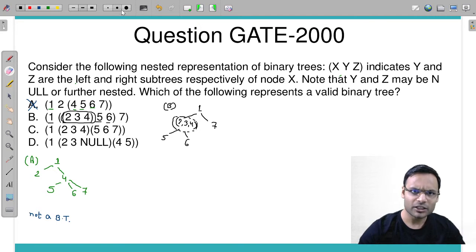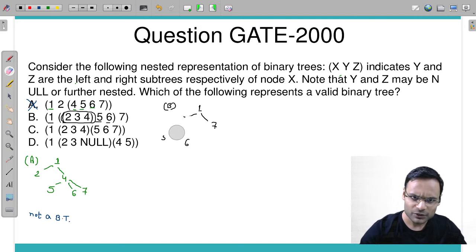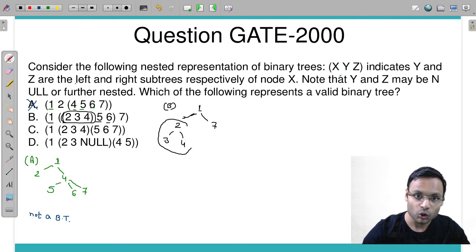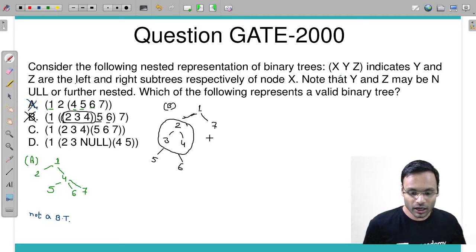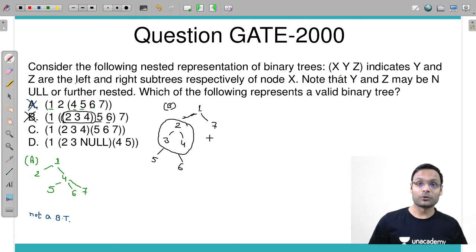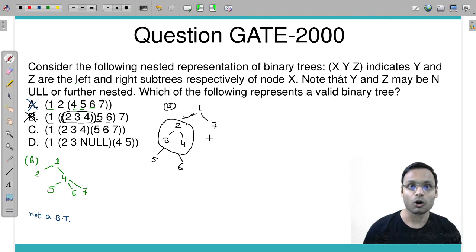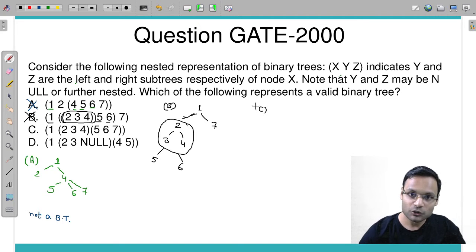Okay, let me expand this 2, 3, 4 also for you. For 2, 3, 4, 2 is root, 3 in the left, 4 in the right, and this particular 2, 3, 4 becomes root for left child 5 and right child 6. No, this is not a correct representation. A root cannot be a subtree. A node can be root, yes. A subtree cannot be root for 5 as left subtree and 6 as right subtree. No, not possible. So it's a wrong representation. Now let's go for option C.